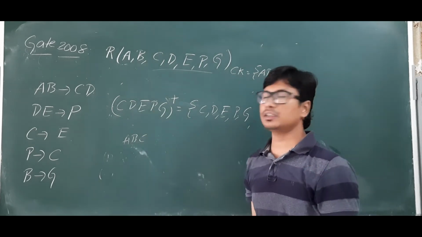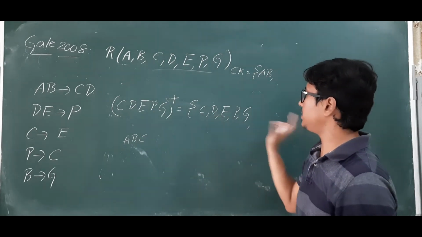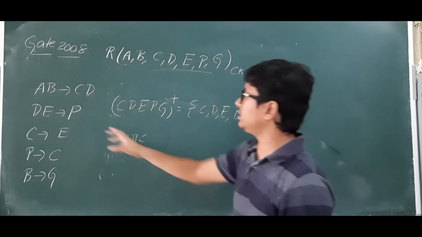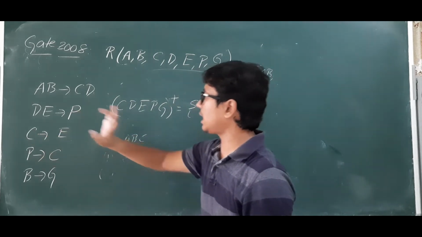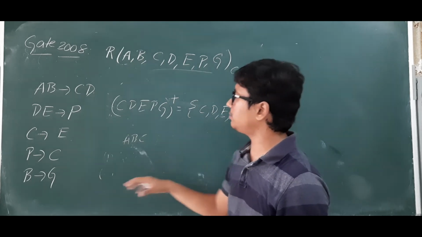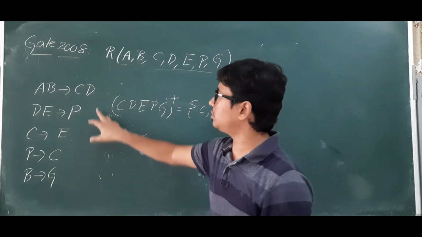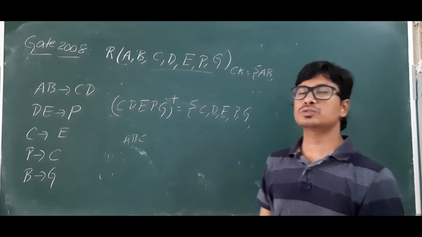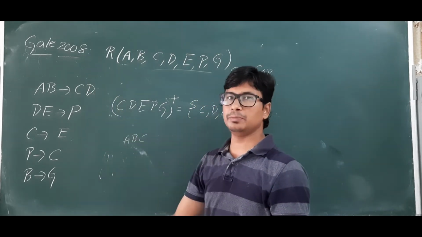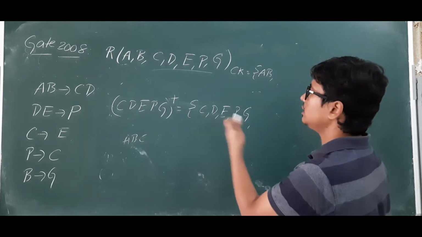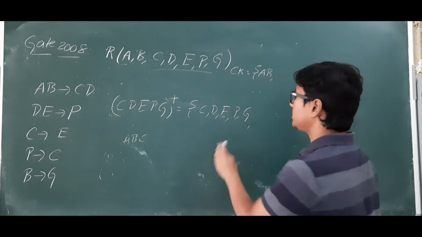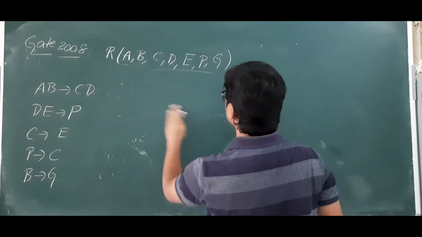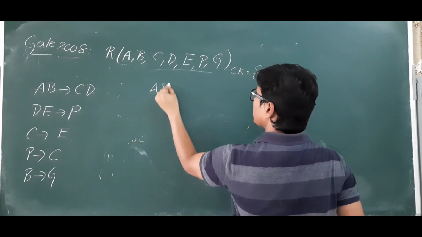I have calculated the closure of that one. CDEPZ gives only CDEPZ. Does it give AB? No, using C you can calculate only U. You cannot calculate AB. You can check it in a simple way: AB is not there on the right-hand side at all. So none of them can determine AB. So even CDEPZ cannot be a candidate key. So the only candidate key possible for this relation is AB.